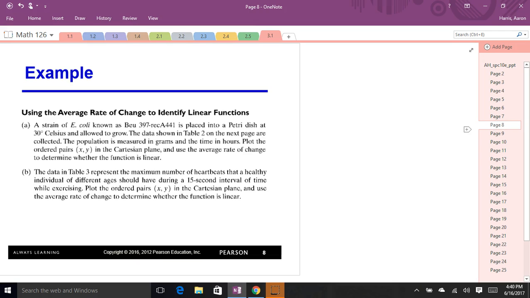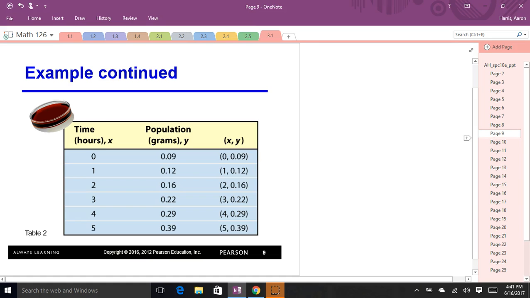Okay, so this first one says a strain of E. coli placed in a petri dish at 30 degrees Celsius is allowed to grow. The data that's on the next page is collected. The population is measured in grams, time in hours. Plot the ordered pairs and use the average rate of change to determine whether the function is linear. So here's the data. Notice your time. At time 0, you're starting out with 0.09 grams. That's your population. An hour later, now you've got 0.12 grams and so on.